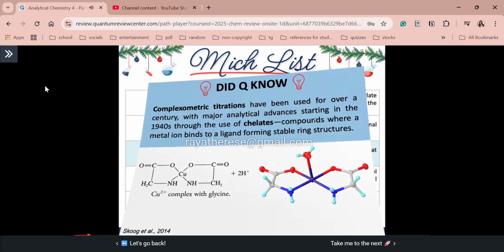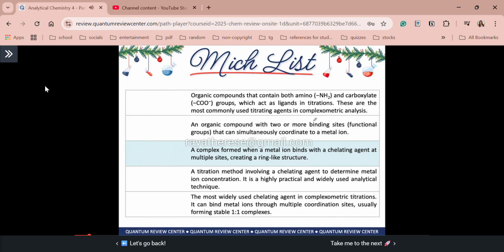Okay, let's look at more terms ha. So, ito class, ito ay para lang sa analytical chem. Of course, you have more general terms in in-org. Well, let's start. Amino carboxylic acids are organic compounds that contain both amino and carboxylic groups, and they are used as ligands in titration. So, both functional groups are present. A chelating agent is any organic compound with two or more binding sites that can simultaneously coordinate to a metal ion. And the complex or the compound formed from metal ion and chelating agent, ito class ang chelate. So, ito class yung mga terms no, na important here sa lesson natin.